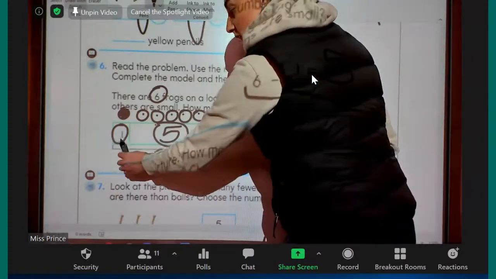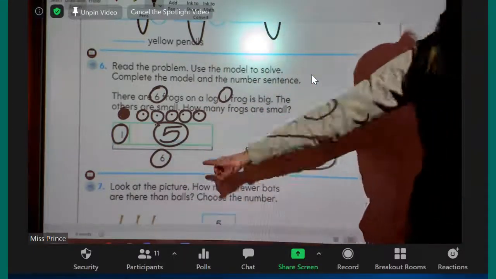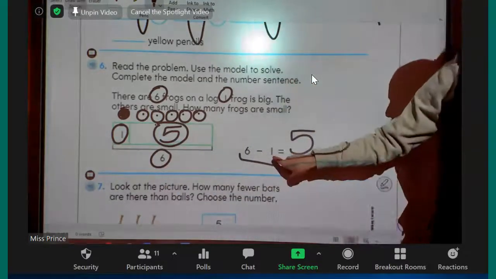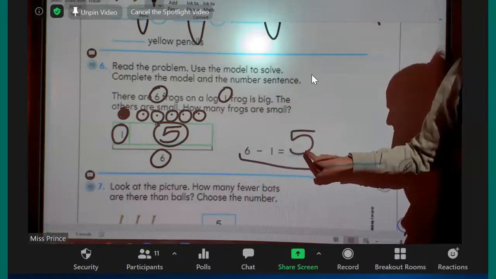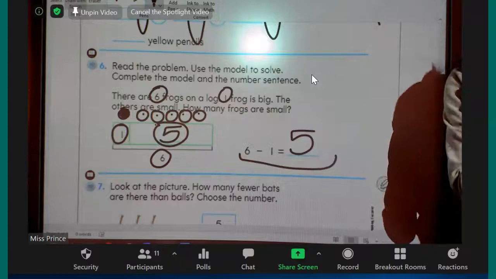These are the frogs. This is the big frog and these are the small frogs. So that's all the frogs together to get 6. But some of them are small, and some of them are big. So there's 2 different ways that we need to be able to show this, okay?